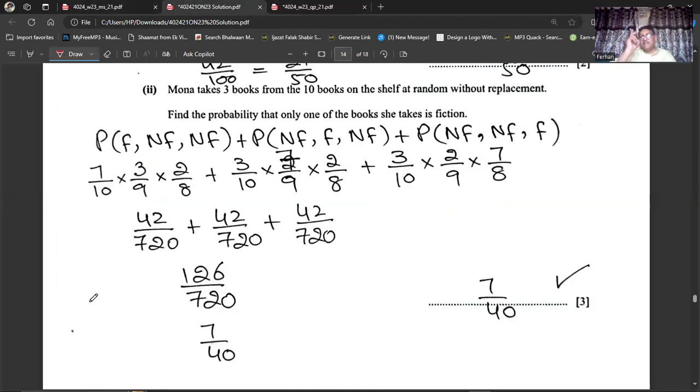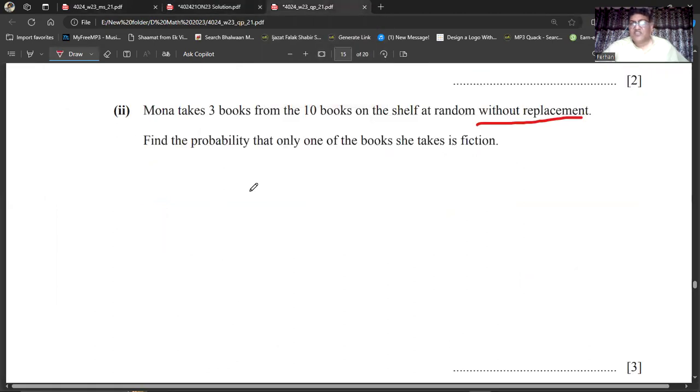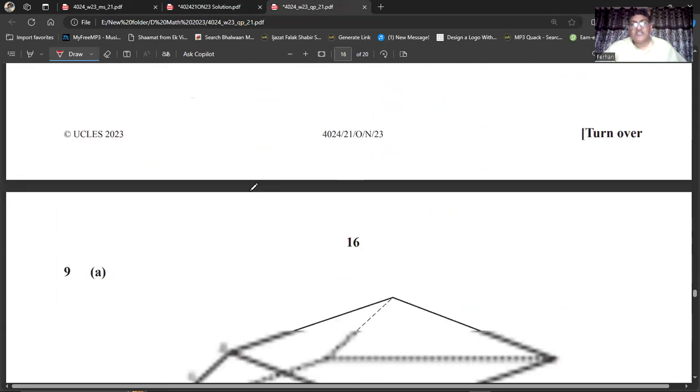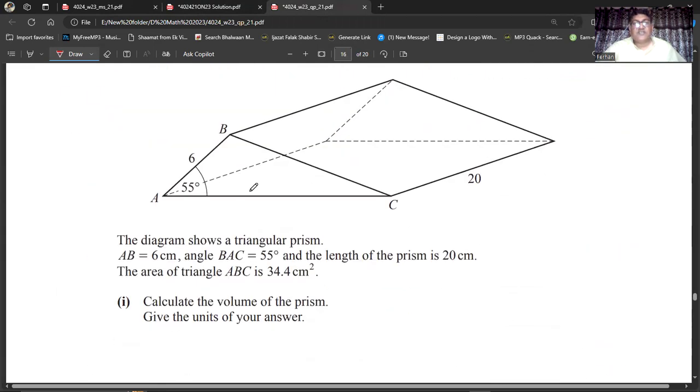This question is a little tricky because there are three books involved without replacement. And he says out of those three, only one should be fiction. The other two should be non-fiction. So this is how you do it.